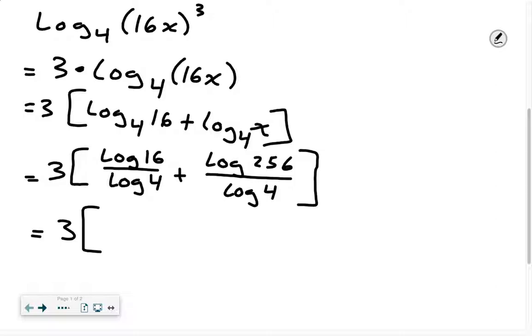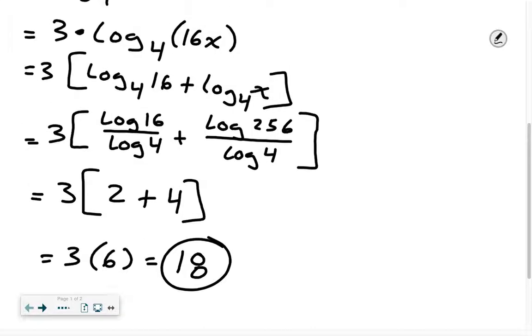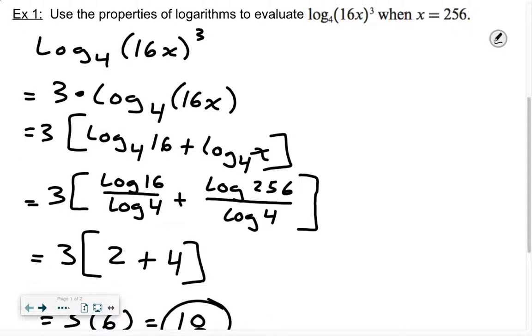What do we get? 2. Log of 256 divided by log of 4. Four. 2 and 4 will get us 6. 3 times 6 will get us 18. So if anything else with today's lesson, it didn't seem like it was anything new. It's just hopefully we're getting more comfortable with using these properties: exponent, product, as well as sum or difference.